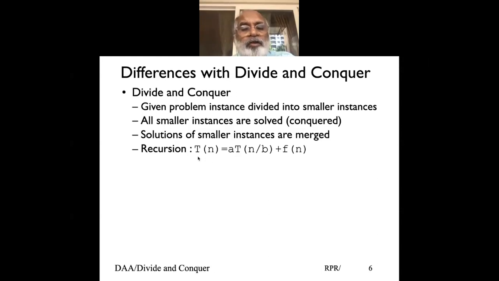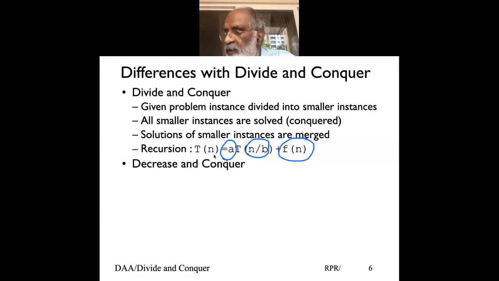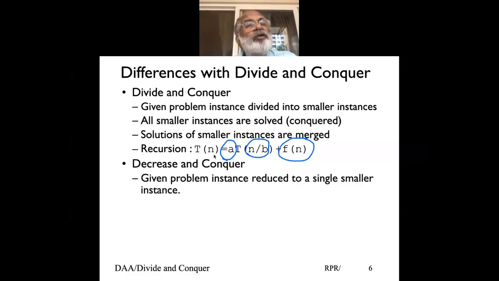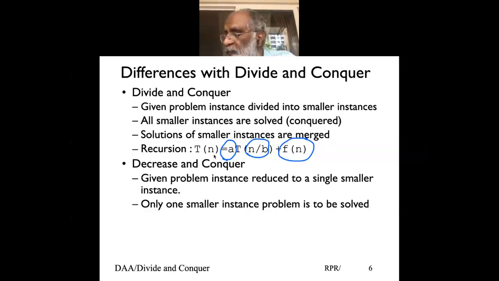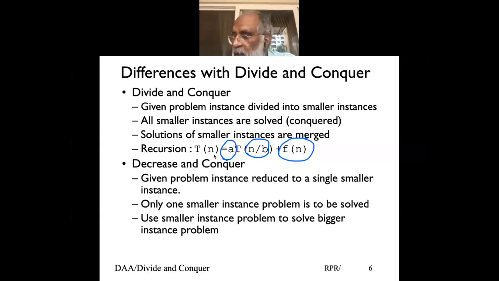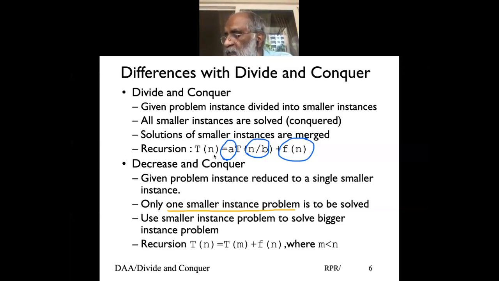So in this case, solving a problem of size T(n), we are basically solving a number of problems, each of size n by b, and this is my cost of conquer. In decrease and conquer, we reduce the problem size by a certain amount. It is not that we make it half, but by a few numbers or a little factor, and at any point in time we always have only one smaller instance problem, we never have multiple small instance problems. That way decrease and conquer becomes comparatively easier to implement. And we use the same approach to solve it.